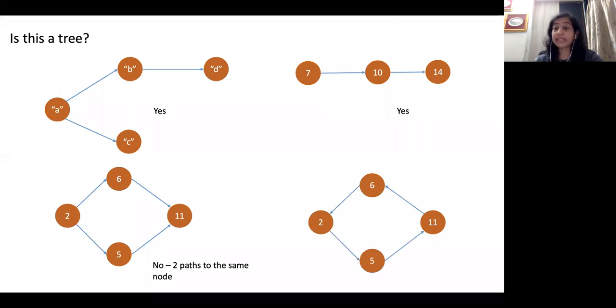And then, is this a tree? If you again look closely, you have 2 pointing to 5, 5 going to 11, 11 going to 6, and 6 going again to 2. So again, this is not a tree. And why? Because we don't allow any cycles. So basically the right definition of a tree is a graph without any cycles.